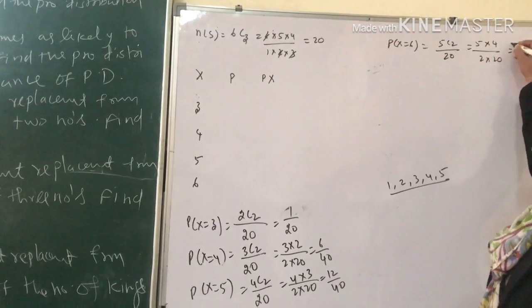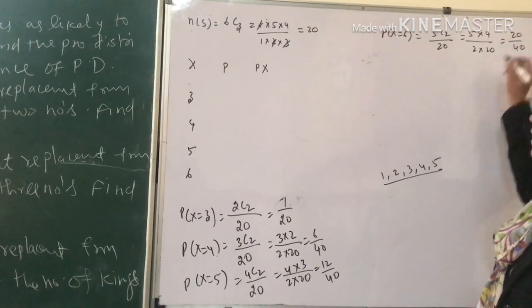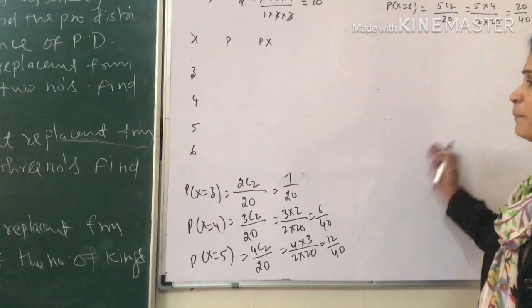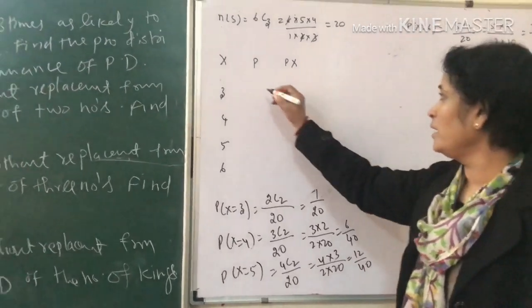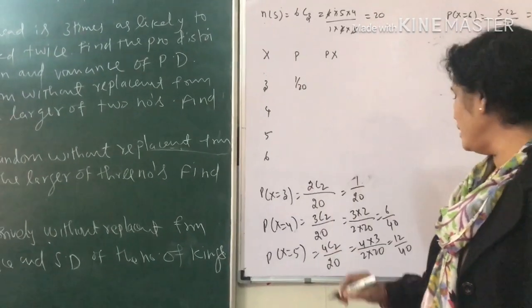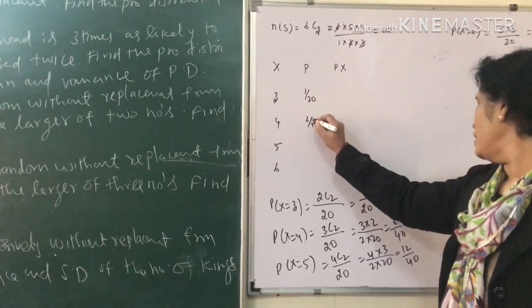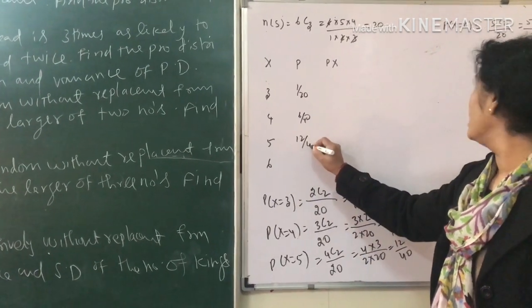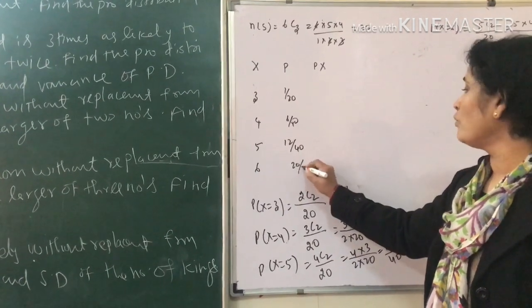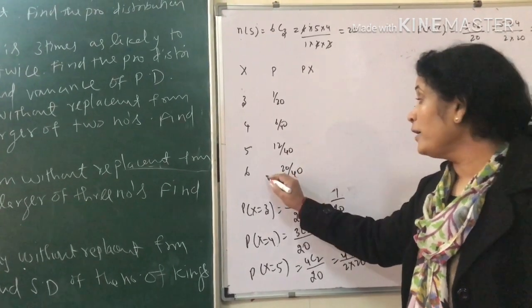So that is equal to 20 upon, what I am getting, 40. Now let me replace here the corresponding probabilities. So 1 out of 20, and this is 6 out of 40, and then 12 out of 40, and then here 20 out of 40. Now let me find out the summation.